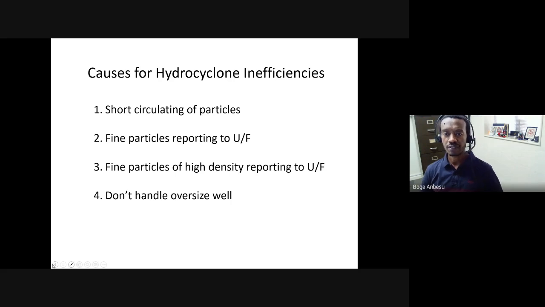Or if you're feeding very coarse particles, they may not respond to anything that's happening inside the cyclone. In this case, coarse particles could randomly go to the fine or to the coarse portion, and they may not be affected by the forces or the hydrodynamics inside the cyclone. I'm talking about excessively large particles, which you might introduce. That can be another reason for inefficiency inside a cyclone.